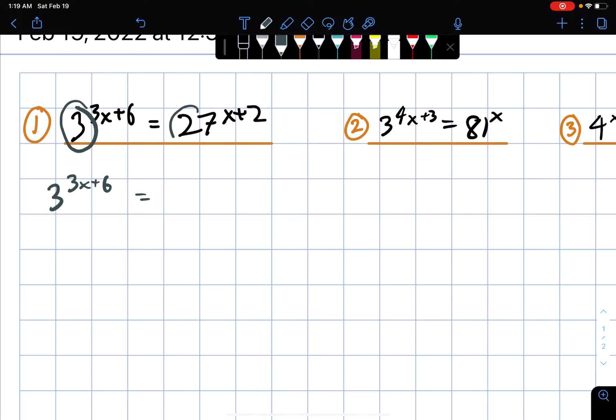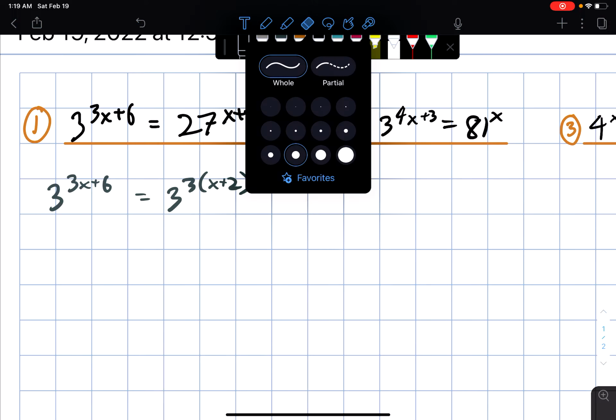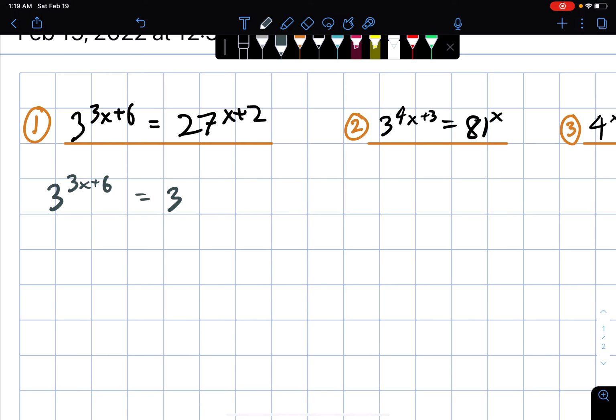So here, we have 3 and 27. 27 can be translated into 3 raised to 3, since 3 times 3 is 9, and 9 times 3 is 27. So as we can see here, we have two bases that are the same. That is our main goal. And since we have x plus 2, we apply the distributive property: 3 times the quantity x plus 2, we get 3x plus 6. Now, we cancel the base, and our exponent will become our base. That's simple.